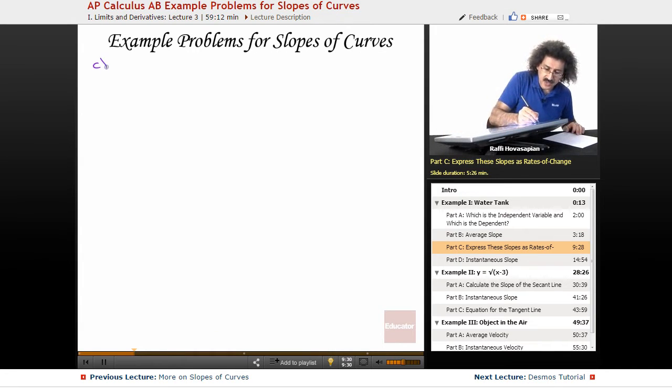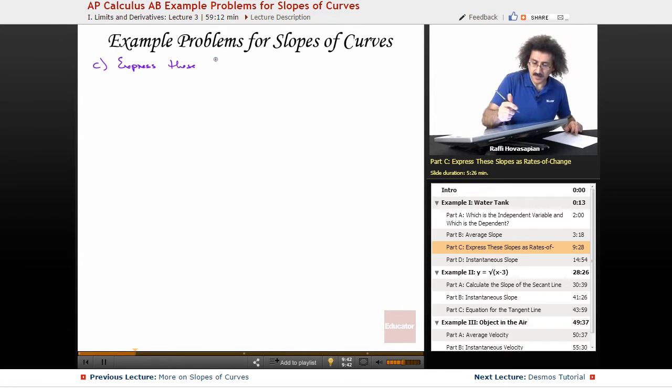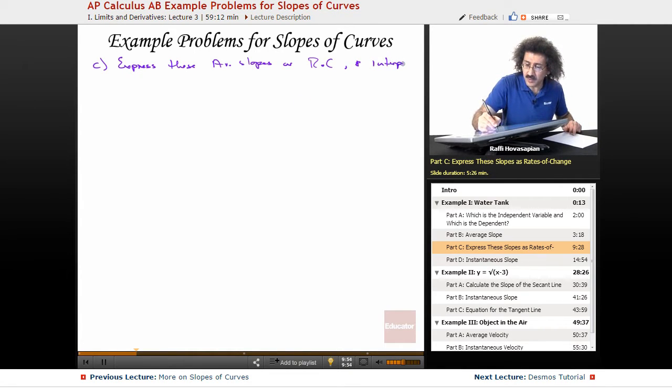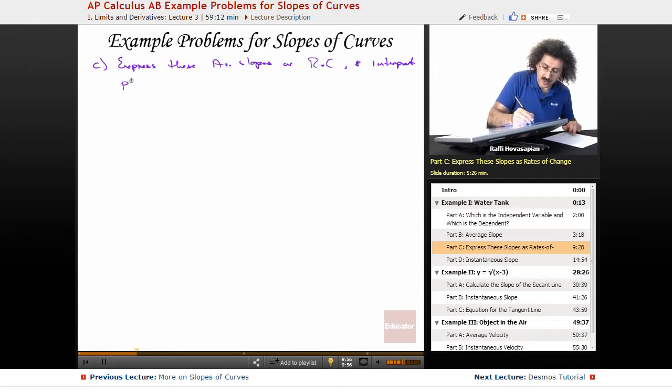Now let's take a look at part C. Part C asked, it said express these average slopes as rates of change and interpret them physically. And interpret physically. Okay. Well, we said in the last lesson, so let's just take 0 to 5.